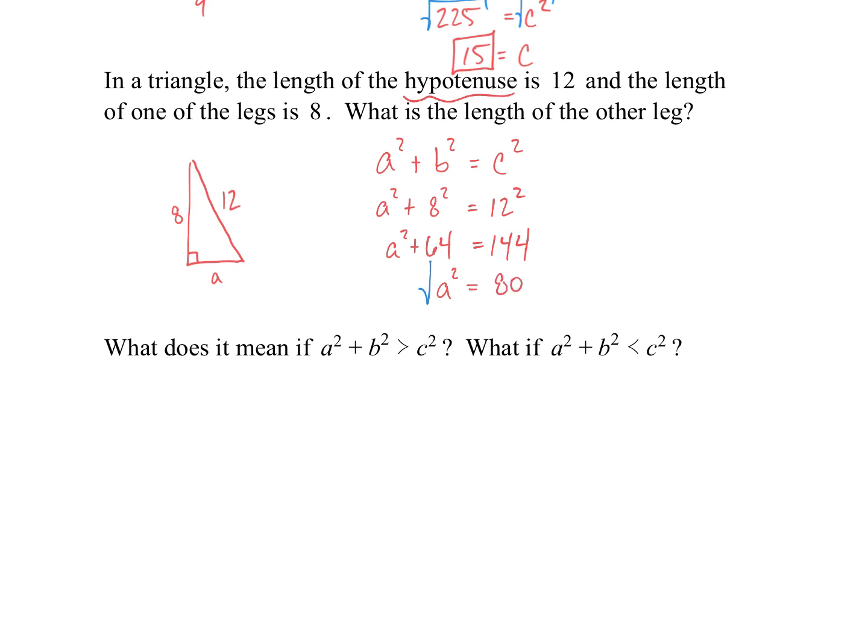And now when I take the square root of both sides, I'll have that a is equal to the square root of 80, but 80 is not a perfect square. So I've got to work on simplifying this a little bit. Are there any perfect squares that are factors of 80? And there are. 16 is the largest perfect square that's a factor of 80, so I can rewrite this as 4 radical 5.